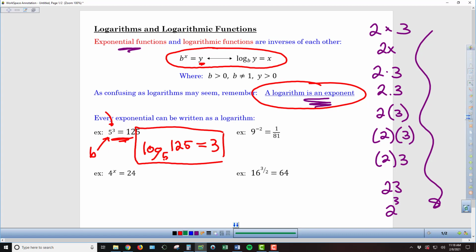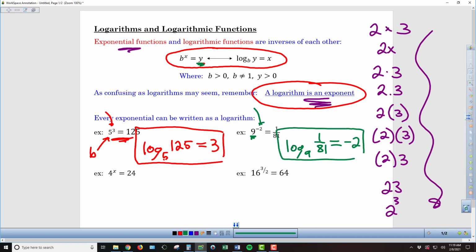For the second example, we've got a base of 9 on our exponential, so that's going to become the base of my logarithm. So we're going to have log base 9. Then the output of my exponential, y, becomes the input into my logarithm. So that's 1 over 81. And then because a logarithm is an exponent, my logarithm is going to equal the exponent here. So it's going to equal -2.